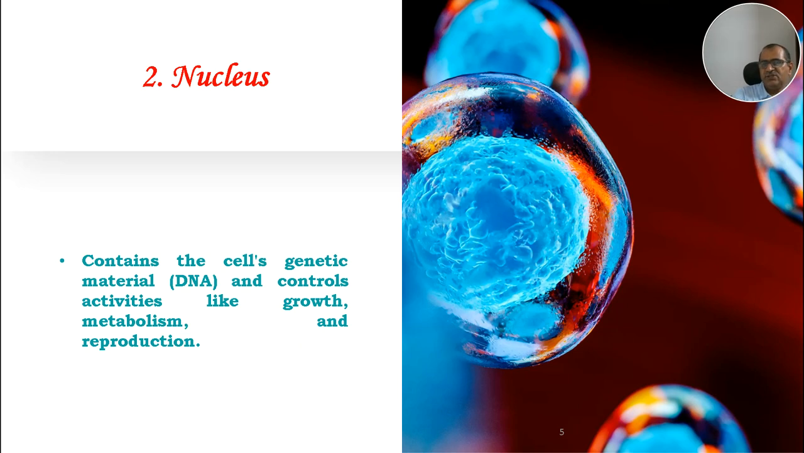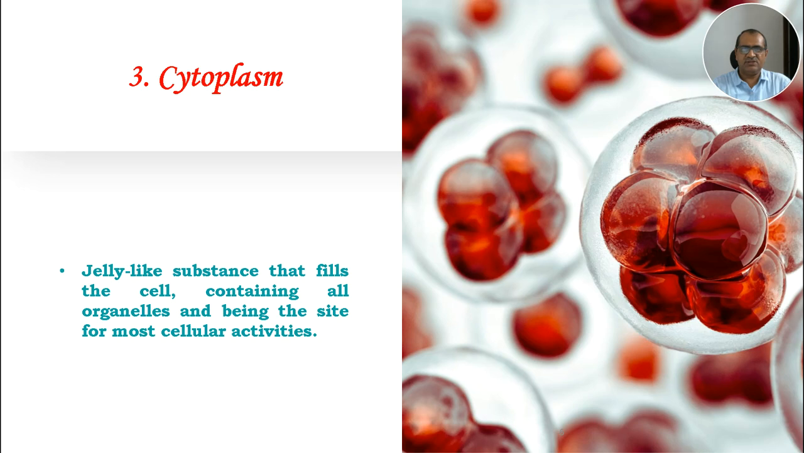The nucleus is the one which contains the genetic material and controls activities like growth, the metabolism of every cell, then the reproduction, especially the transmission of genetic material from the parents to the offspring. So this is an important action which is always intended by most of the animal cells.